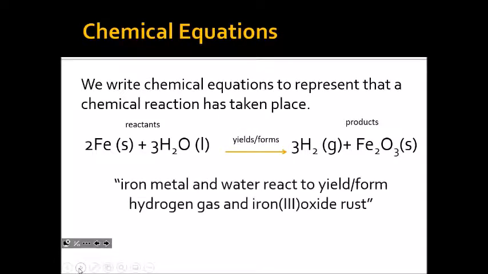The word equation would be written like: iron metal and water react to yield or form hydrogen gas and iron(III) oxide, rust. So keep that in mind when you're identifying the state symbols. Think about how it would be at normal conditions. Most everything on the periodic table is solid, but remember, bromine's a liquid, mercury's a liquid, and then you have your gases like hydrogen, nitrogen, oxygen, fluorine, chlorine, and then the noble gases. Those are, of course, gaseous at room temperature.